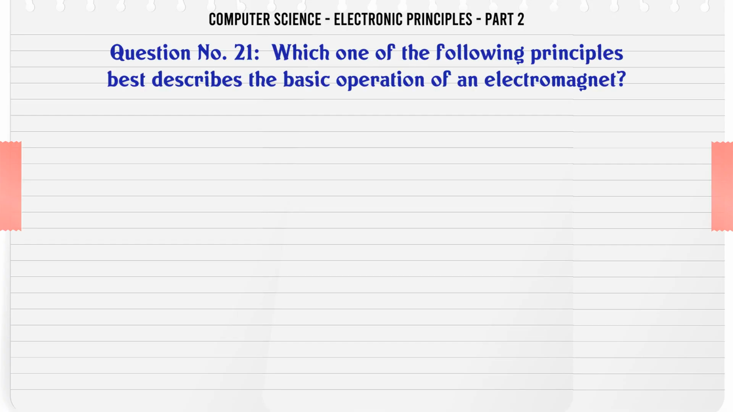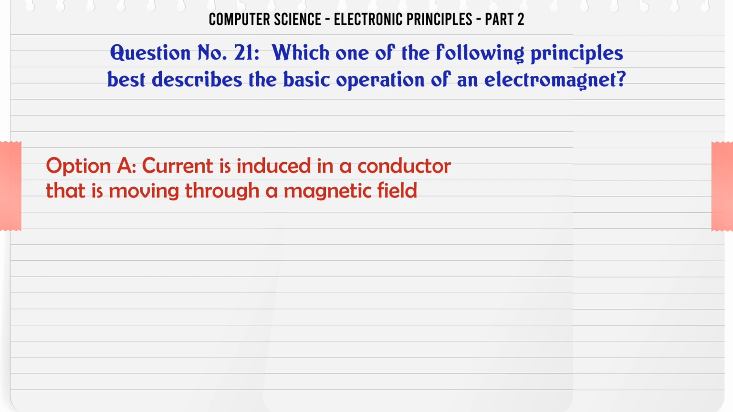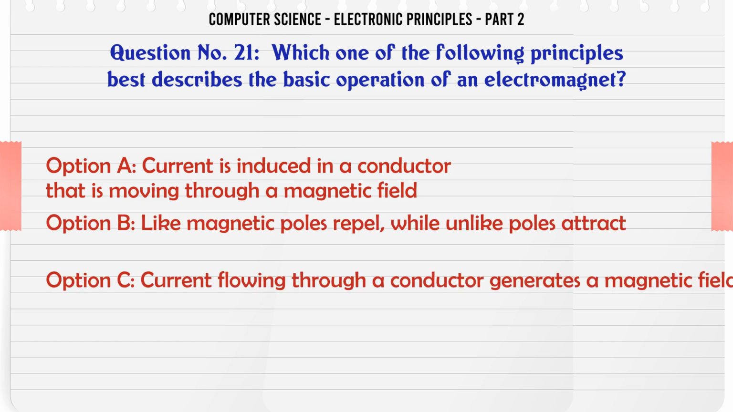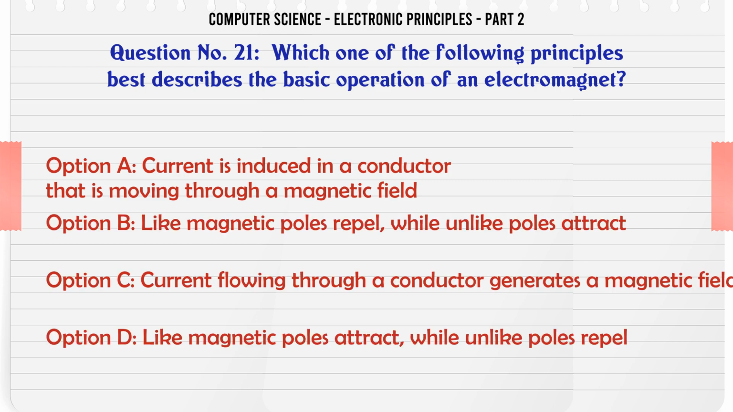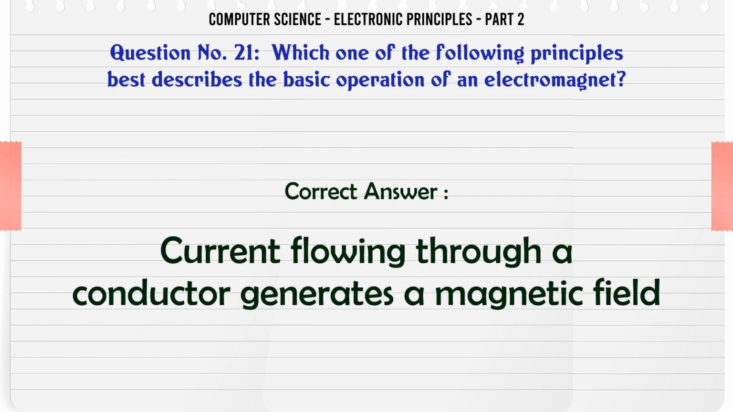Which one of the following principles best describes the basic operation of an electromagnet? A. Current is induced in a conductor that is moving through a magnetic field. B. Like magnetic poles repel while unlike poles attract. C. Current flowing through a conductor generates a magnetic field. D. Like magnetic poles attract while unlike poles repel. The correct answer is current flowing through a conductor generates a magnetic field.